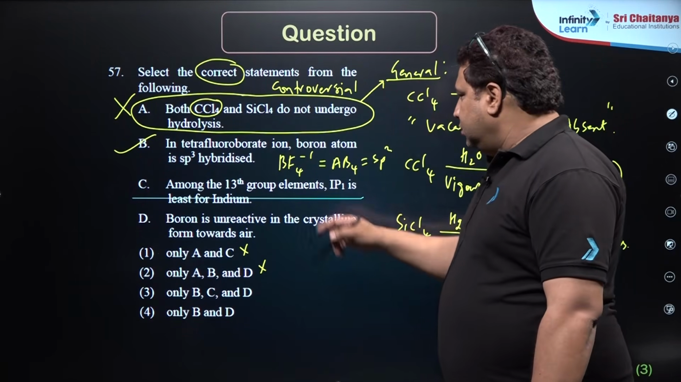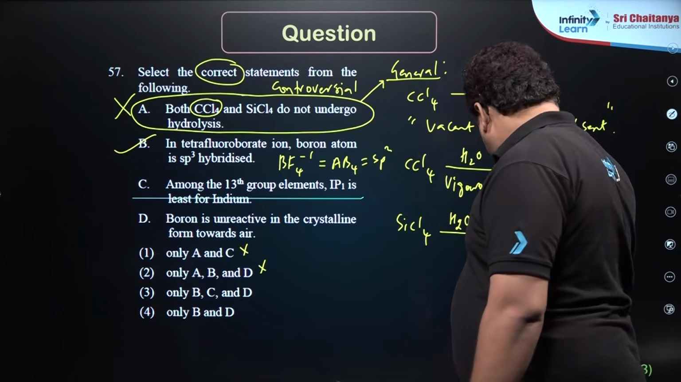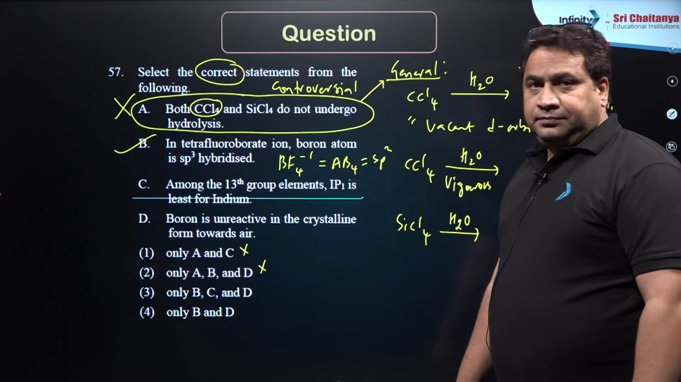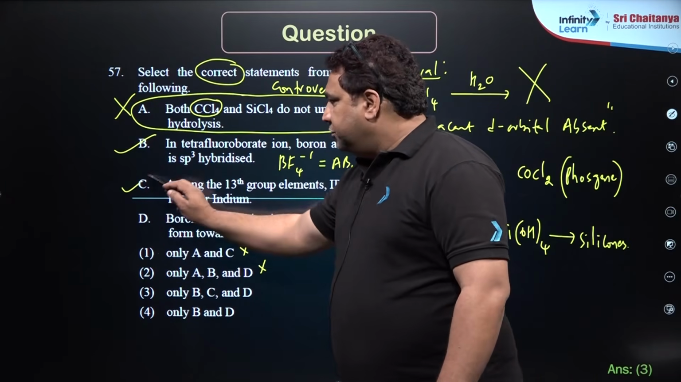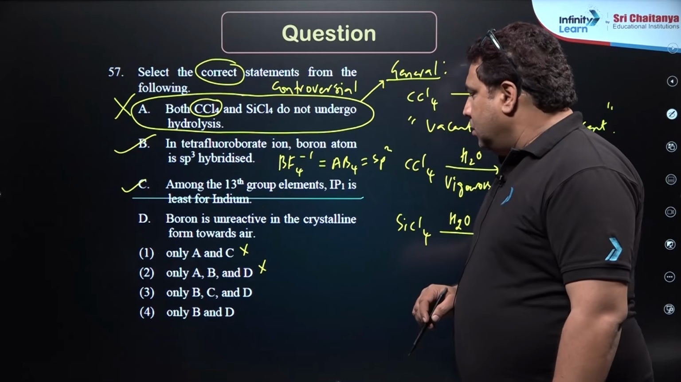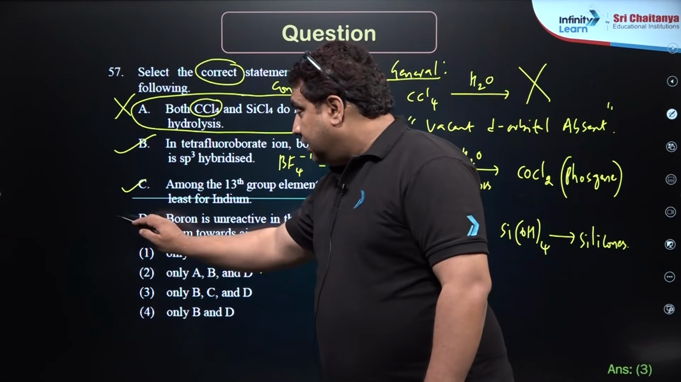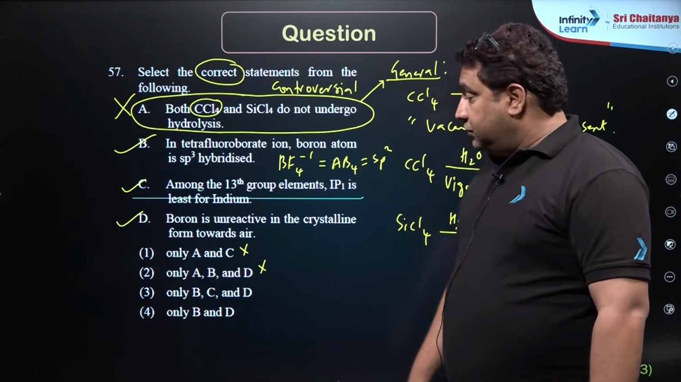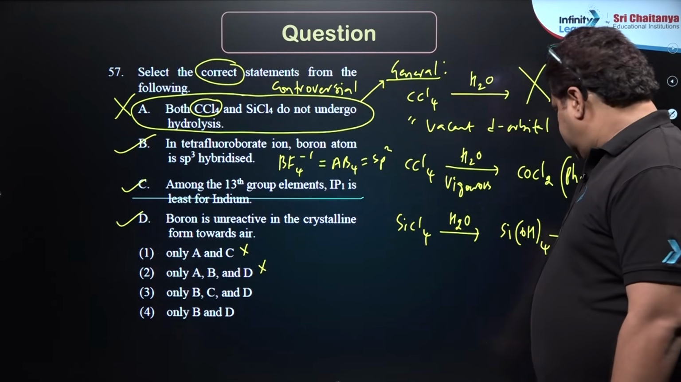Among the 13th group, the element with least ionization potential is indium. Yes, indium is having the least, based upon data. Next, boron is unreactive in crystalline form. Yes, it is unreactive in crystalline form, it is very reactive in pure form. So hence the answer is B, C and D.